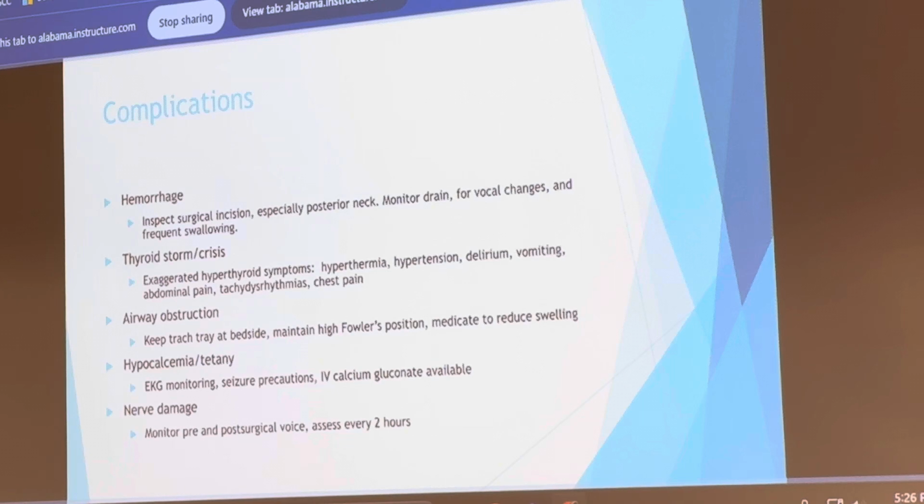All right, and then lastly would be our nerve damage. You're going to check and make sure they can talk before and after. So we need to know what their tone of voice is. If they start getting hoarse, raspy, or have trouble forming words, then we need to report that so that they do not lose their voice.